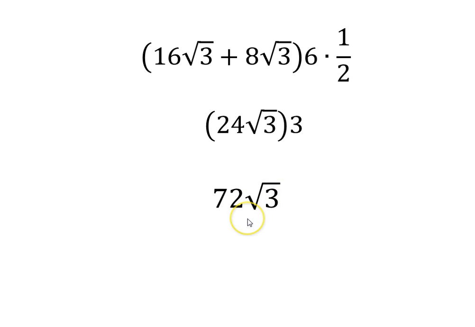Square root of 3 is an irrational number. I'm not going to evaluate that. I'm just going to leave it as a square root of 3. So our answer is 72 roots of 3. What a great problem.